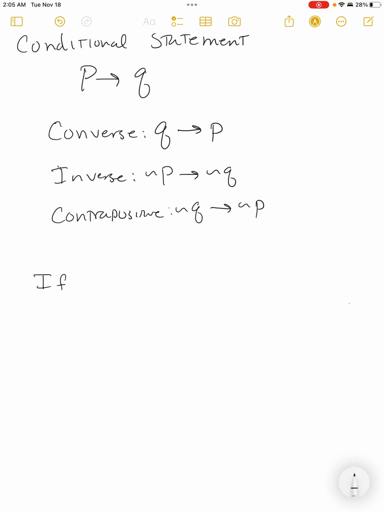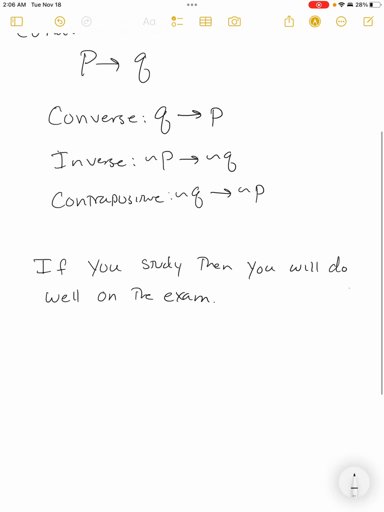One of the things they'll do in the book is they'll say something like, if you study, then you will do well on the exam. Right? They'll start you out with a conditional statement. So this is P implies Q. So P is we study, and Q is we'll do well on the exam.